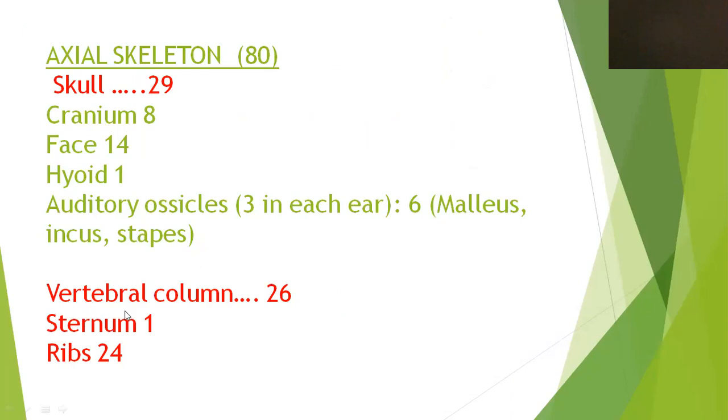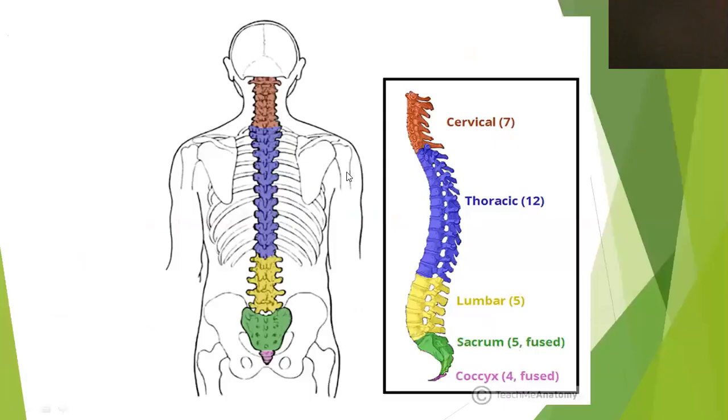Now the vertebral column. This vertebral column is made up of 26 vertebrae. What are the 26 vertebrae? See here, in the cervical region, we can see 7 cervical vertebrae. In the thoracic region, we can see 12 thoracic vertebrae. Thoracic vertebrae, 12 are there. Then lumbar vertebrae, 5 are there.